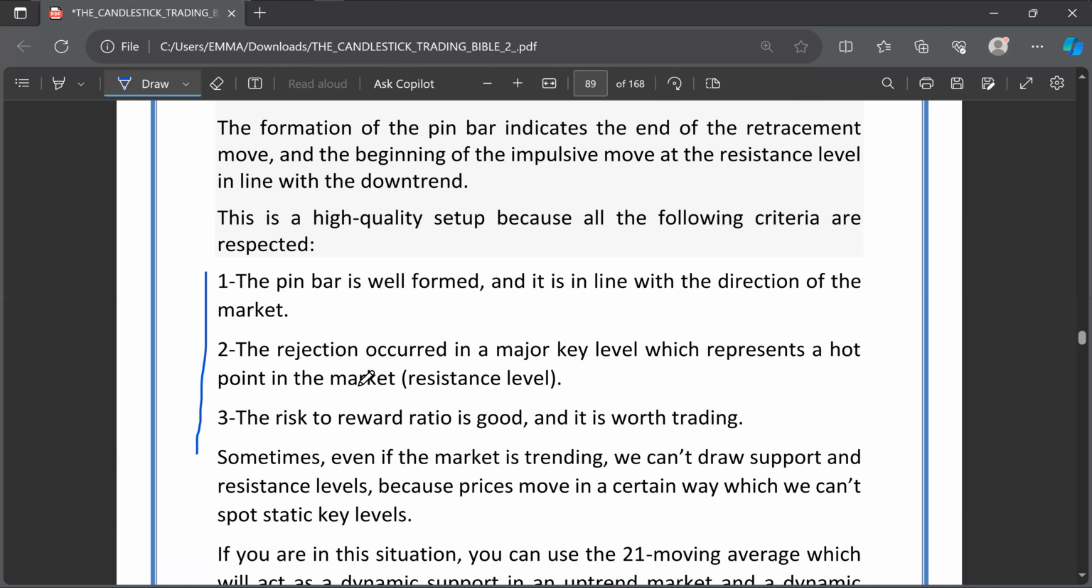So let's look at this. One, the pin bar is well formed, right? The pin bar in the chart that we just looked at was formed correctly. Two, it is in line with the direction of the market. And three, the rejection occurred at a major key level, which represents a hot point in the market, and that's what we call the resistance level. Of course, it happened there. And the risk to reward ratio is good and it's worth trading.